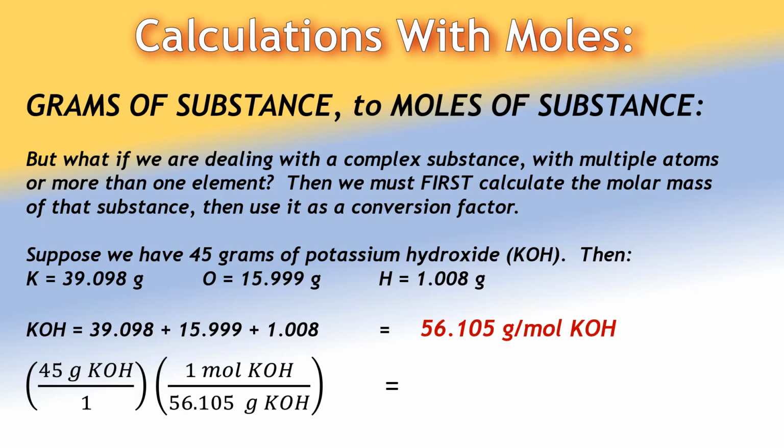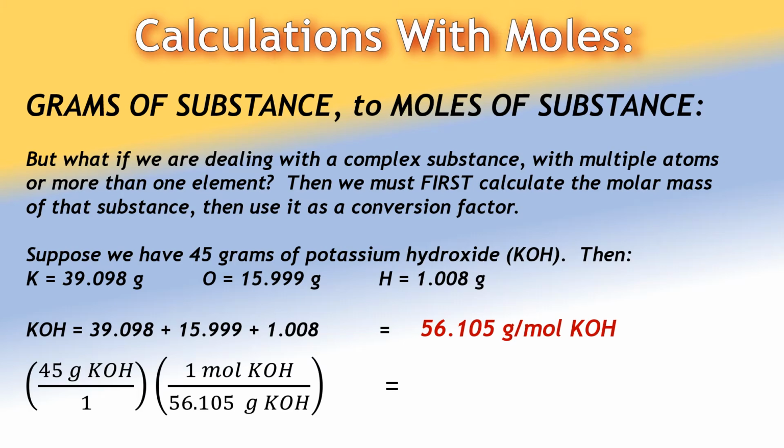So let's say we're going to have 45 grams of a compound, a molecule, potassium hydroxide. The formula is KOH. Now, KOH means you got 1 K, potassium, 1 O, oxygen, 1 H, hydrogen. They have different numbers in the periodic table. In this case, we only need 1 of each, and so we just add them together. And when we get done adding them, we determine that the molar mass of potassium hydroxide is 56.105 grams per mole, the number shown in red. So that's going to be our conversion factor.